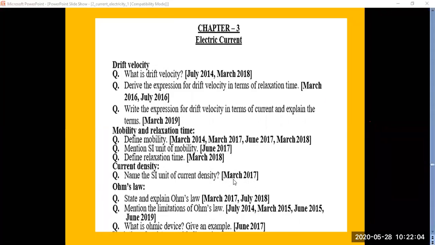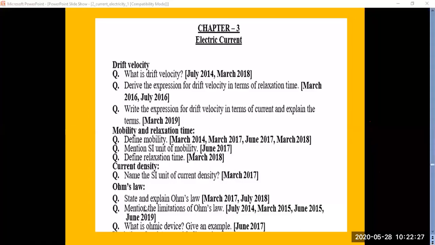Next question, what was asked in March 2017 is, name the SI unit for current density. So this again is a 1-mark question. All your SI units will be asked in 1-mark questions. Our next topic to cover is Ohm's law. Very important question. You can see how many years it is repeated. One way or the other, they will ask it.